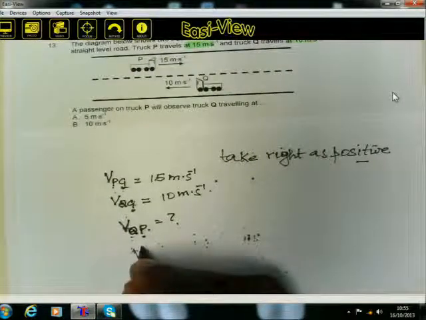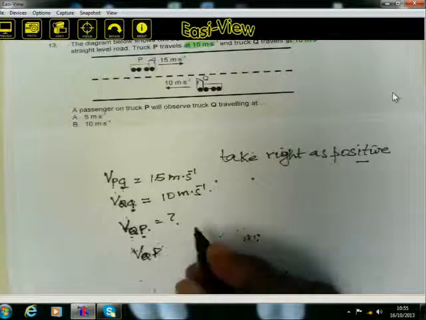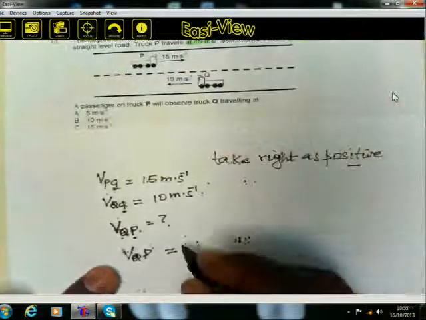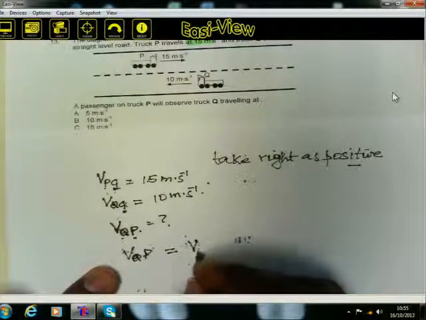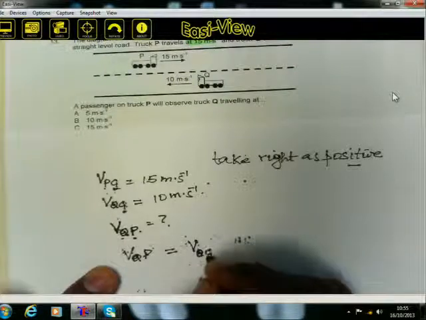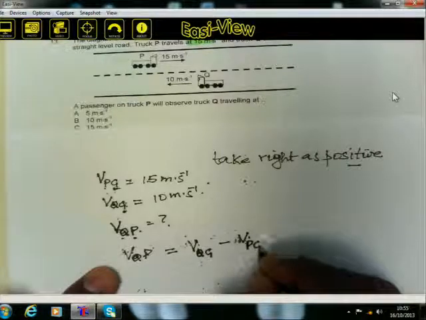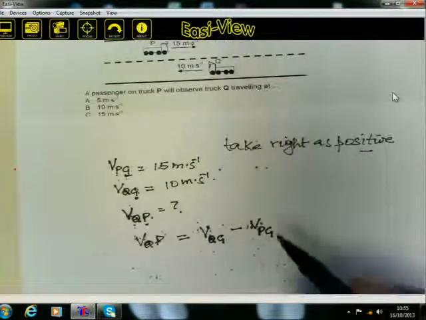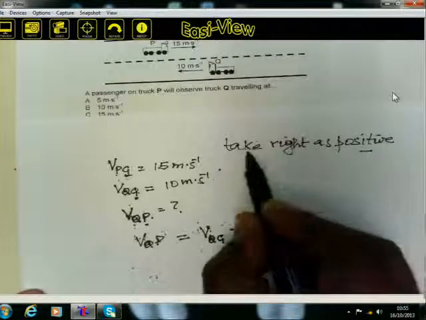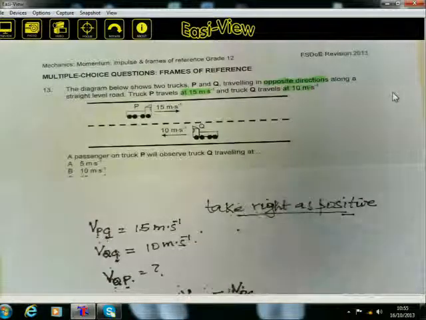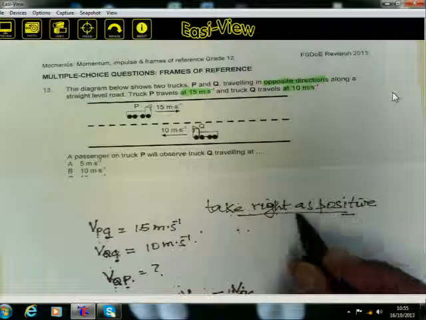Therefore, we will say the velocity of Q relative to P is given by, I'll just take the last form of the equation, where we will say V Q relative to the ground minus V P relative to the ground. Now we have chosen our direction to the right. In other words, the one that is moving to the right, P, is positive. So when we substitute here, we must indicate that as well.